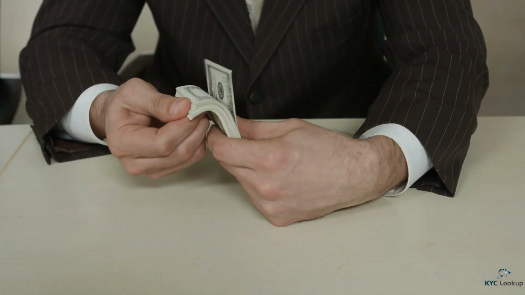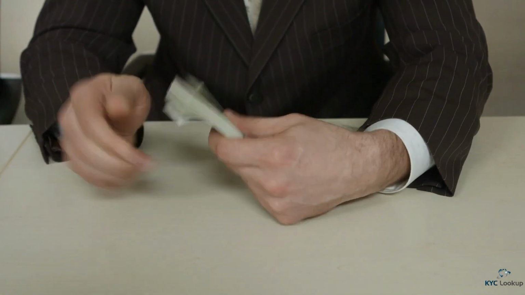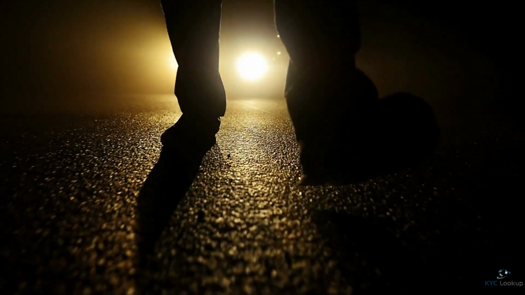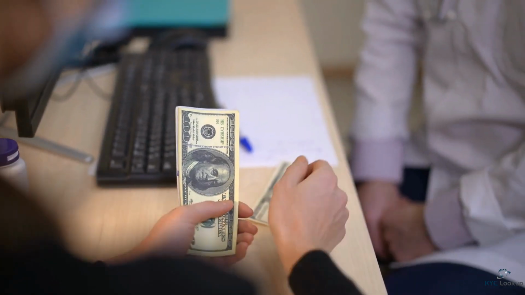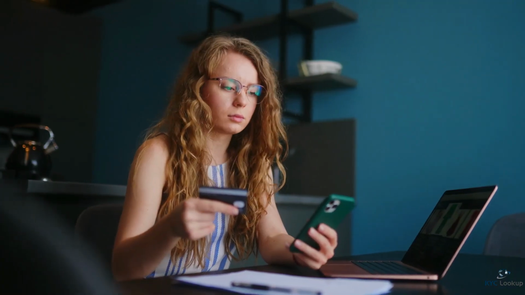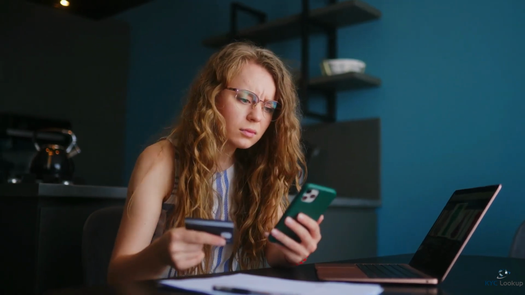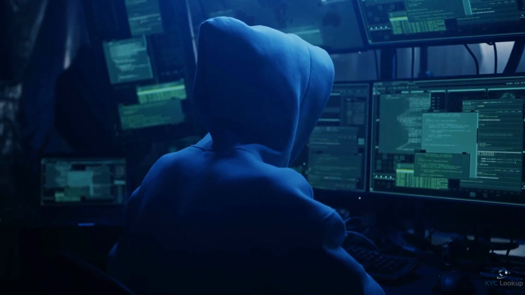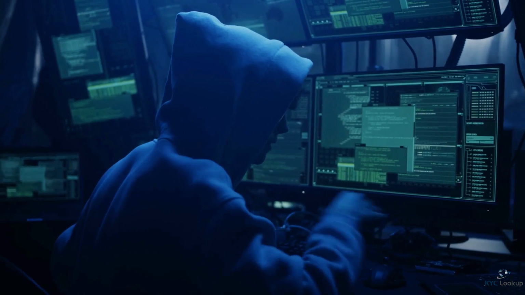Authorised push payment fraud has been growing in popularity as criminals have now found another way to manipulate their victims into handing over sensitive information, in the hopes of stealing their money. But what is authorised push payment fraud? And how do criminals commit authorised push payment fraud?